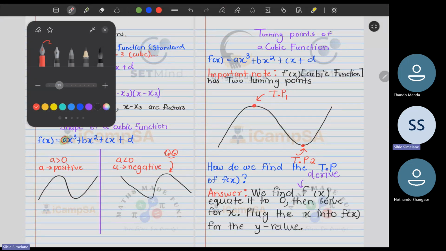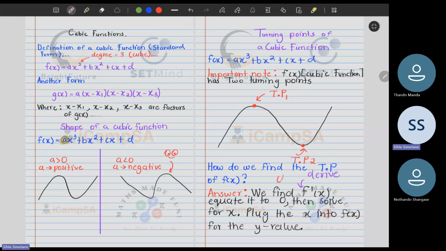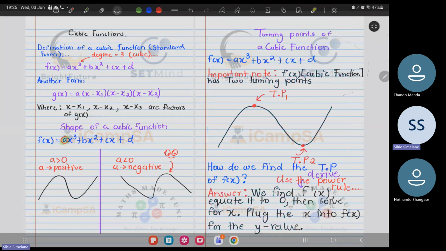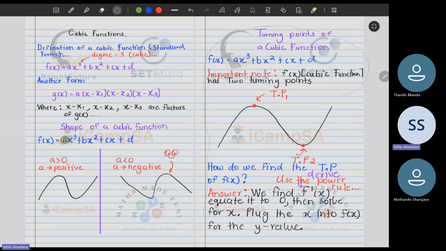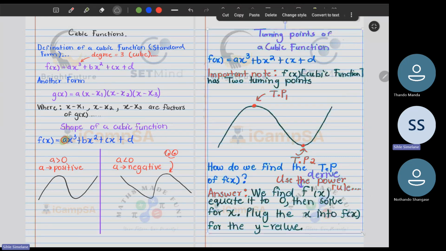And how are we going to derive? We are going to use something which you know. Use the power rule. That is what we are going to do. We are going to use the power rule of differentiation, which we would have covered in earlier lessons. So you use the power rule of differentiation, and then you equate to 0, and then you solve for x. Okay, that is what you're expected to do in order for you to find the turning point.